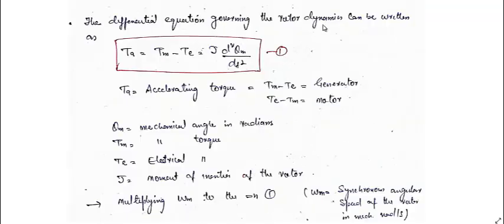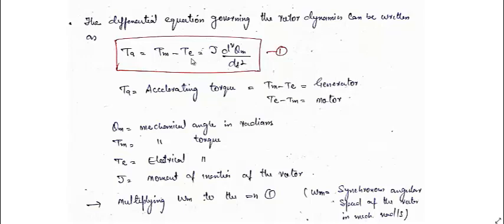Now the differential equation governing the rotor dynamics can be written as follows. We know that for a force, the net force will be equal to m del square x by del t square. Here, since the motion is in rotation, we have the net torque, that is Ta, equal to Tm minus Te equals J del square theta m by del t square. This is the mechanical angle. In steady state, definitely Tm minus Te will be equal to zero. The acceleration will be zero, that is the accelerating torque will be zero, and the synchronous machine will run at synchronous speed.